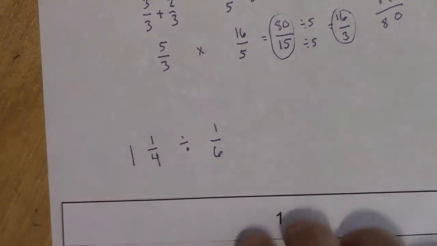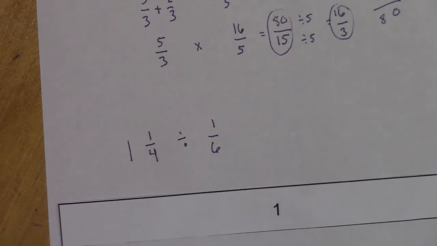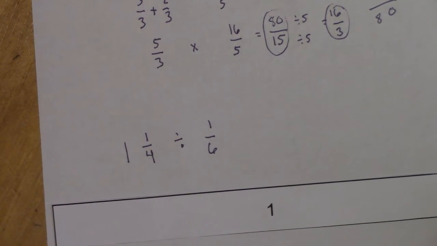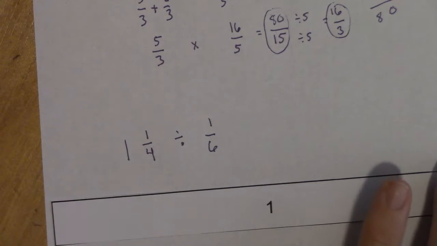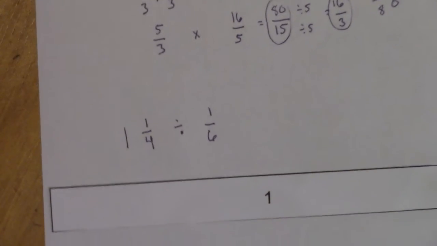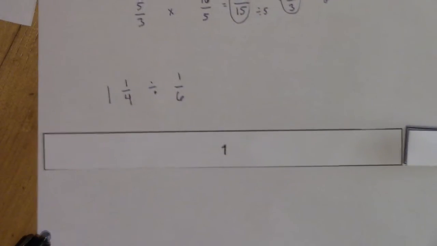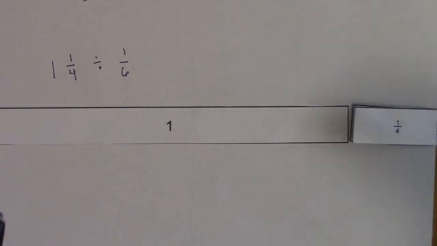So here's the 1. I'm going to come over here and find a 4th. Let's go ahead and fold this over. Here's my 4th. So this right here represents my 1 and 1/4. I've got the 1 going straight across and the 1/4 just after.